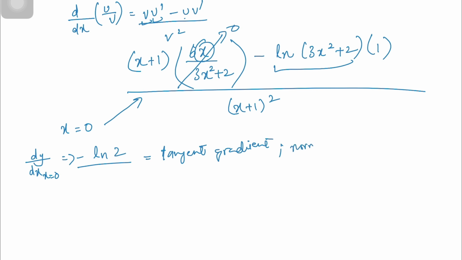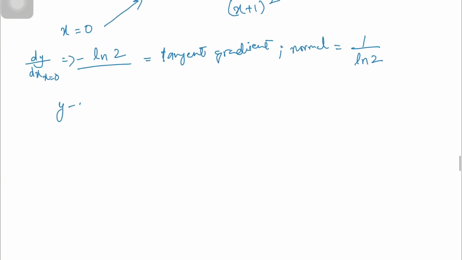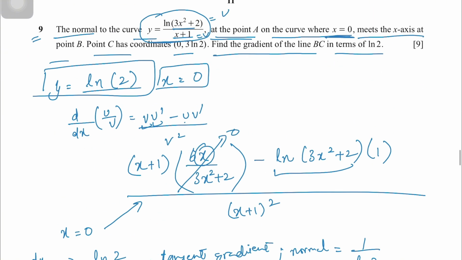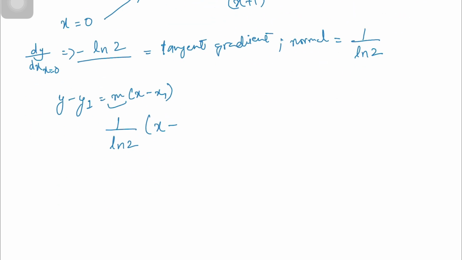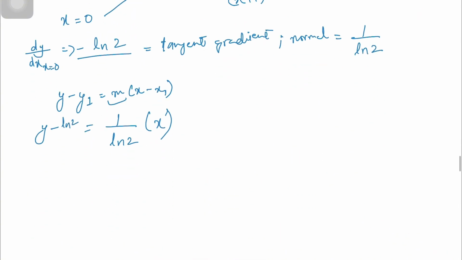For the normal gradient, we have to take the negative reciprocal. So this would be 1 over ln 2. So we have our gradient. Now let's use y minus y1 equals m times x minus x1, right? We have our m, that is 1 over ln 2. We have our x1, which was 0, so let's skip it. And we have our y1 as ln 2, which we calculated over here.